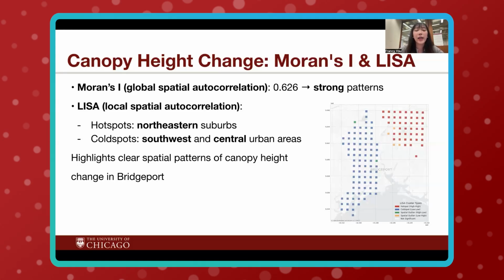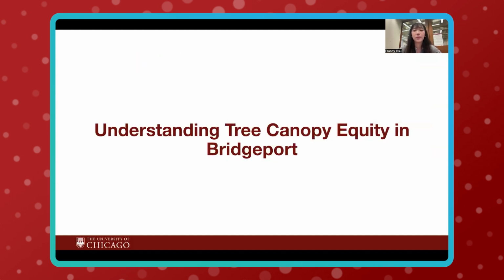So based on LISA, we identify hotspots around northeastern suburbs, and the cold spots are around southwest and central urban areas. So this finding highlights a clear spatial pattern of canopy height trend in Bridgeport. So that's all of my findings. Next, my teammate Fuyuki will introduce tree canopy equity.